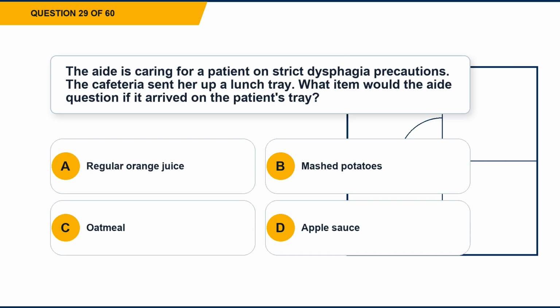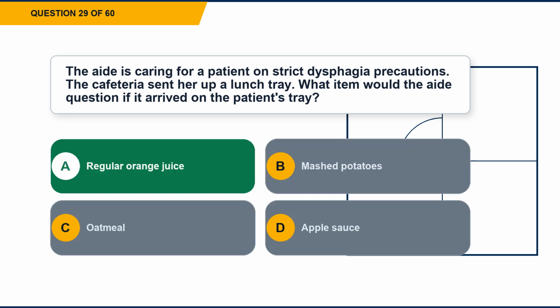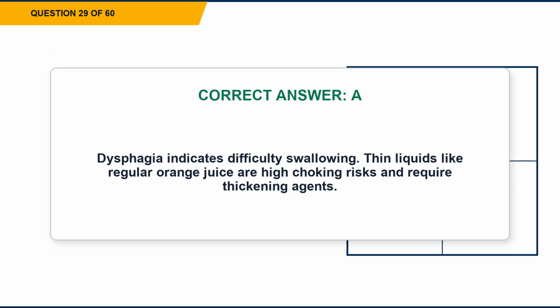Question 29. The aide is caring for a patient on strict dysphagia precautions. The cafeteria sent her up a lunch tray. What item would the aide question if it arrived on the patient's tray? Option A, regular orange juice. Option B, mashed potatoes. Option C, oatmeal. Option D, applesauce. The correct answer is option A, regular orange juice. Explanation: dysphagia indicates difficulty swallowing. Thin liquids like regular orange juice are high choking risks and require thickening agents.